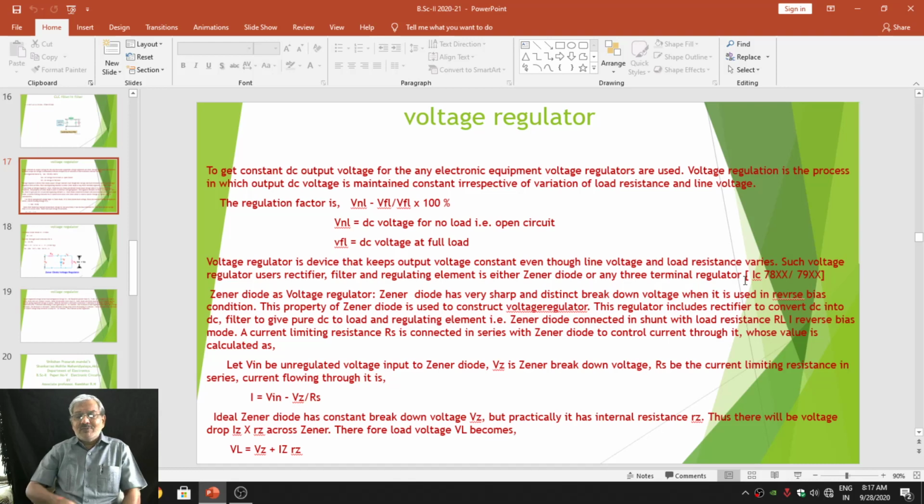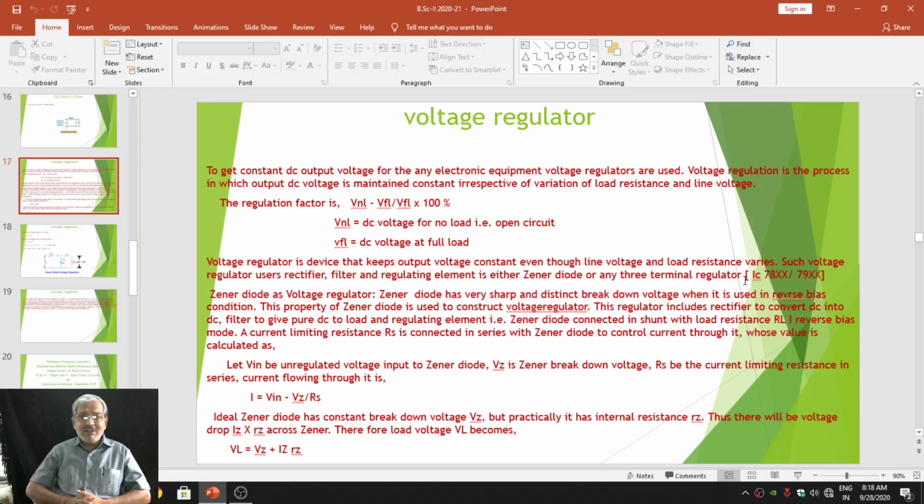The combination of rectifier, filter and the regulating element is what we are going to study now. The regulating element may be a Zener diode. We studied the Zener diode last year, and we are aware that a Zener diode works only in reverse bias condition. It has a very sharp and distinct breakdown voltage. It will always conduct in reverse bias condition only for that particular required voltage.